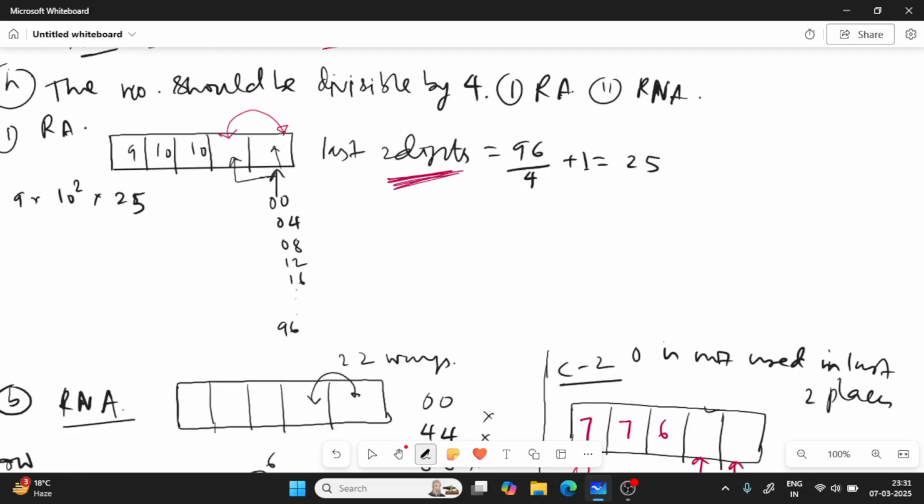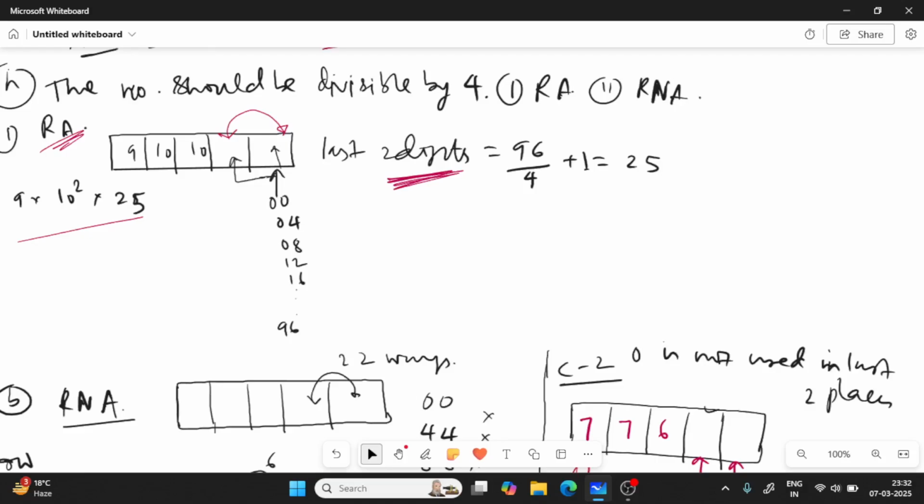And now after filling these two places, we again start with the leftmost place. In how many ways can it be filled? Here we are talking about repetition being allowed. So this can be filled in 9 ways, as 0 cannot be put, but any other digit can be put after that, 10 ways and 10 ways. So 9 into 10 power 2 into 25, and this is our required answer. Here we are talking about those numbers or cases where repetition is allowed.